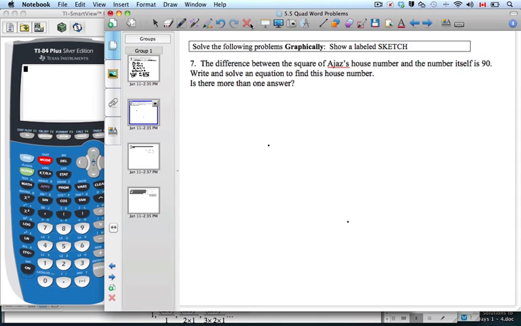To write an equation, again, think about what it's asking. The difference means, in math, subtract. Between the square of a house number. So if x is our house number, I'll just write let x equal house number. I love it when people do that because it keeps it clear about what they're talking about. Stating your variables. Then if it's the square of a house number, I can denote that as x squared. And then the difference must mean that we're subtracting something.